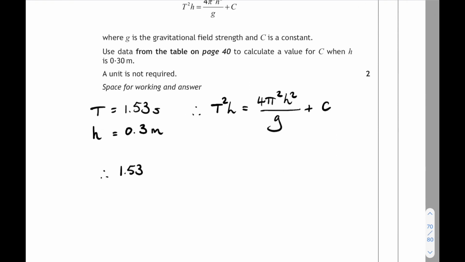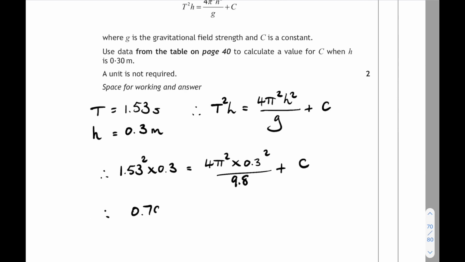So I know T is 1.53, so let's square it. Multiply that by h, that's 0.3. That's going to be equal to 4 times pi squared times h again, that's 0.3 squared, all over 9.8 plus c. It's c we're looking for. We can tidy this up. Let's do the arithmetic on the left hand side of the equal sign.